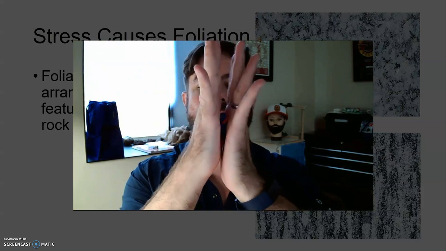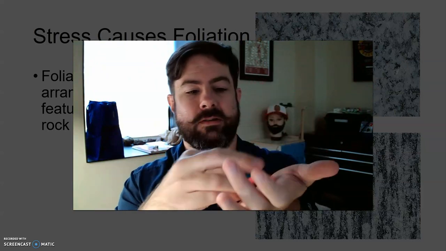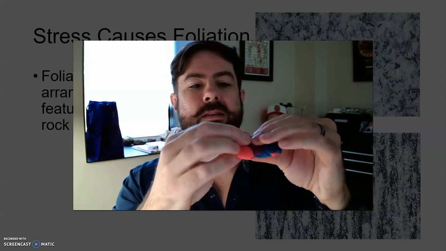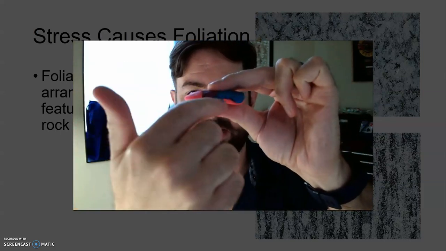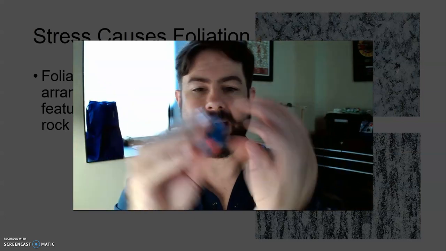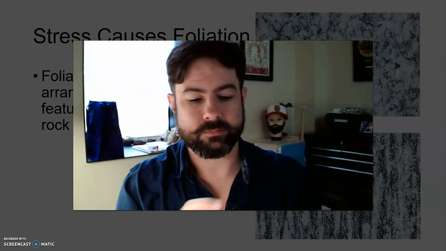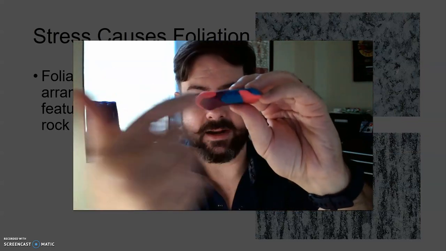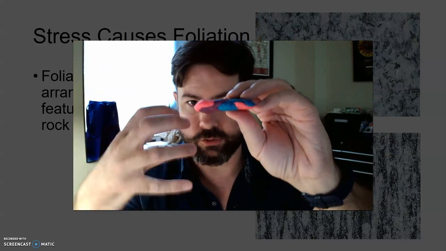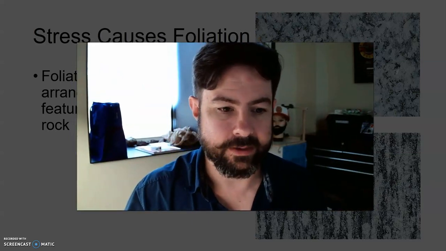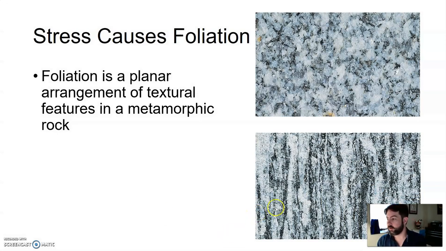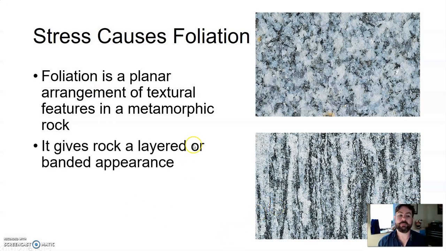So if I apply a pressure, they flatten out and line up. They're more linear now. I've applied a stress, pressure, to squish everything, and that creates something called foliation. Foliation in metamorphic rocks gives us a layered or banded appearance. So that's one thing we look for, a good telltale sign of a metamorphic rock.